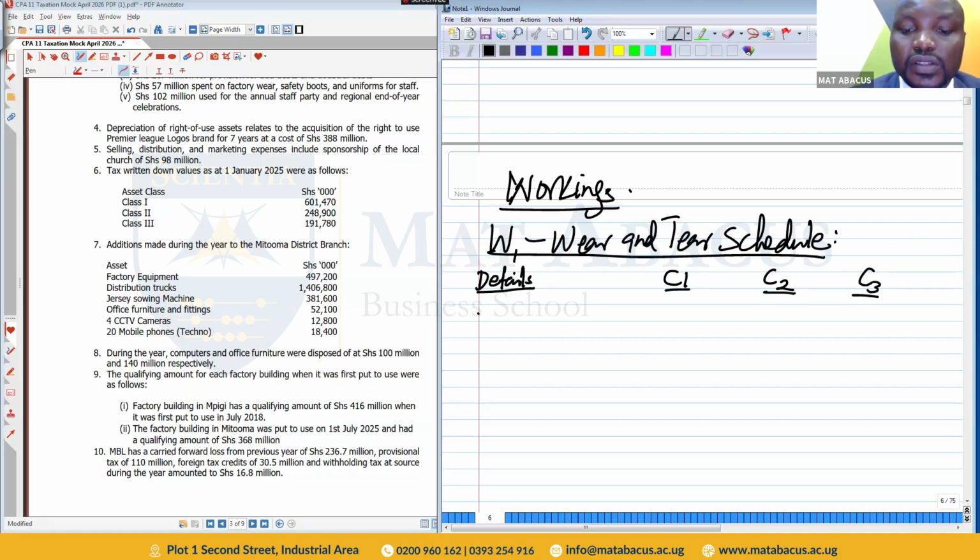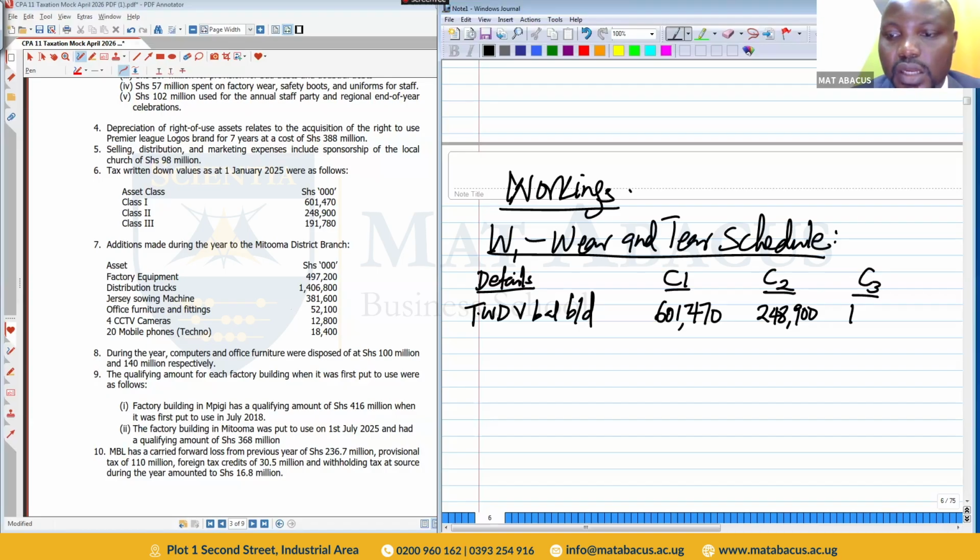So you start with the tax written down value, balance brought down. The balance brought down is normally given in the question. In class 1 we have 601,470, this is 248,900, and this is 191,780. Then after that we add additions. The addition is the assets that have been acquired.